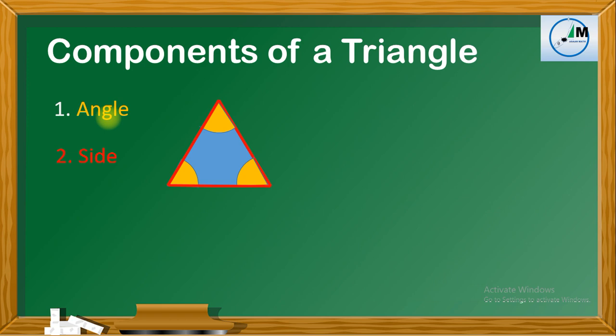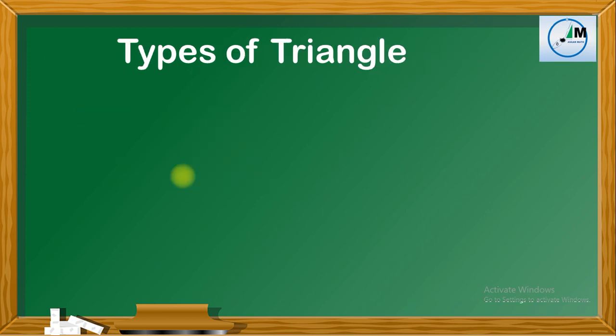Now what is an angle? An angle is the shape made by the union of two lines, or two sides of a triangle, or two sides of any shape which form a union. Like this shape, this is called an angle. And a side is the distance between two vertices of a figure. So these are the two components of a triangle. Now we will discuss types of triangle.